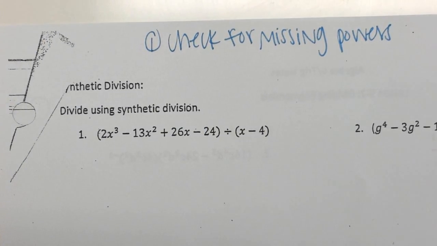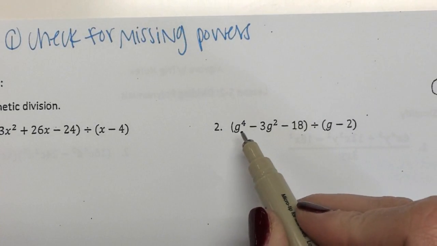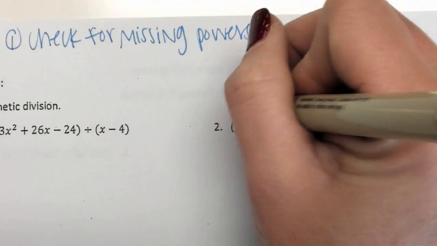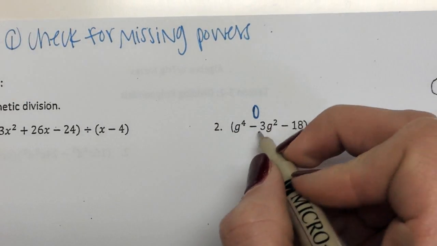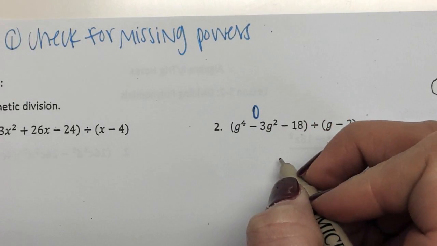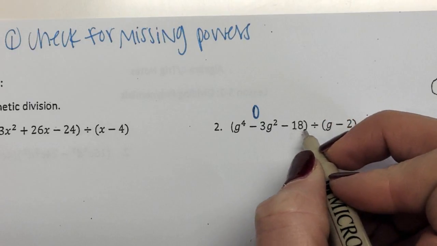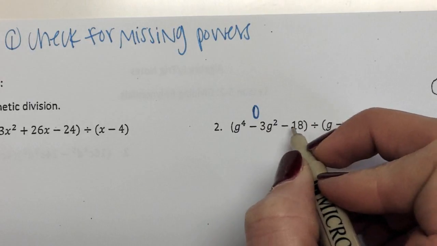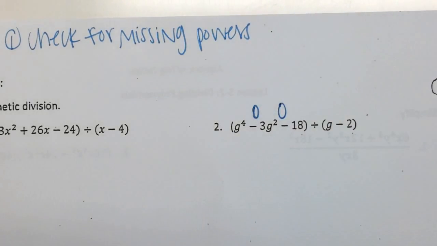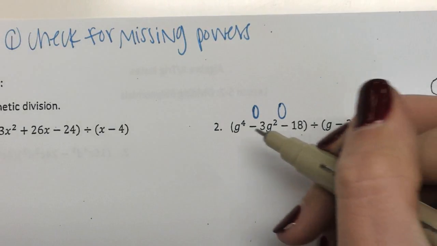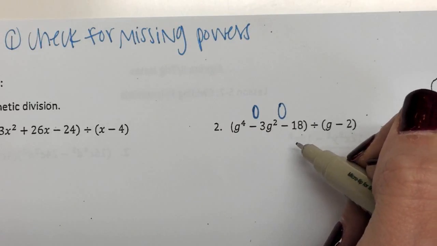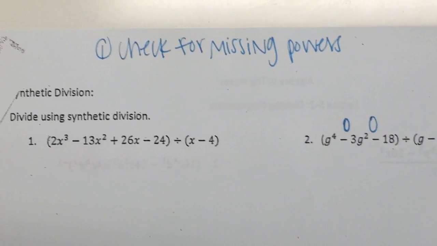I'll show you where one does skip. Look at number 2. It goes from 4 to what? So it skips what power? I want you to put a 0 where that 3 power would go. And then it goes from 2 to what? 2 to 0. So it skips what power? Put a 0 here. So I'm going to say it again. 4, we skip 3. 2, we skip 1, we have 0. So that's what I mean by check for missing powers.